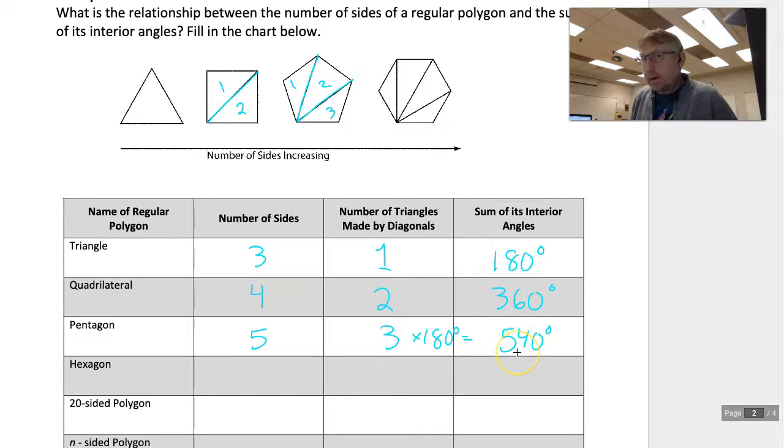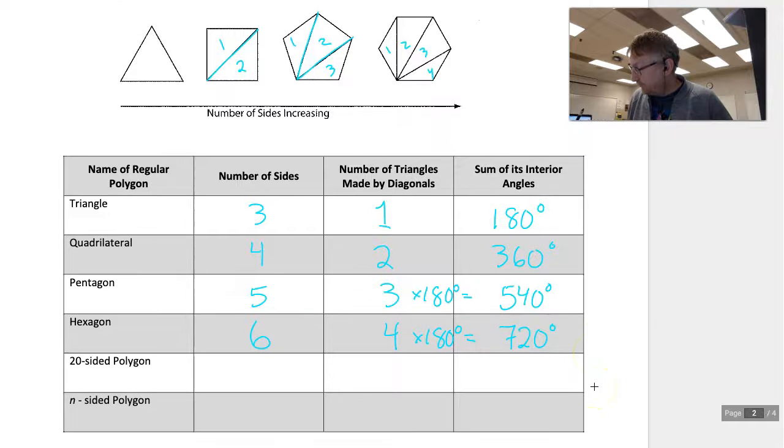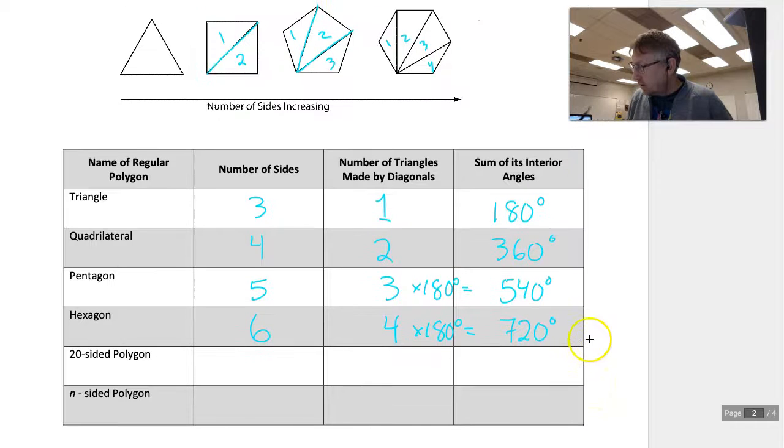And now we keep the pattern going. How many sides does a hexagon have? 6. How many triangles can it be divided into? 4. Each of those triangles has 180 degrees in it, so the hexagon should add up to 720 degrees in total. Are we noticing the pattern? 3, 1, 4, 2, 5, 3, 6, 4.